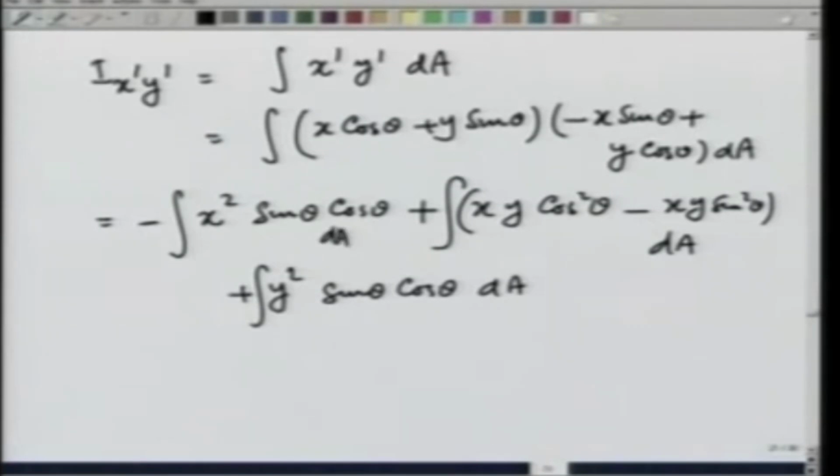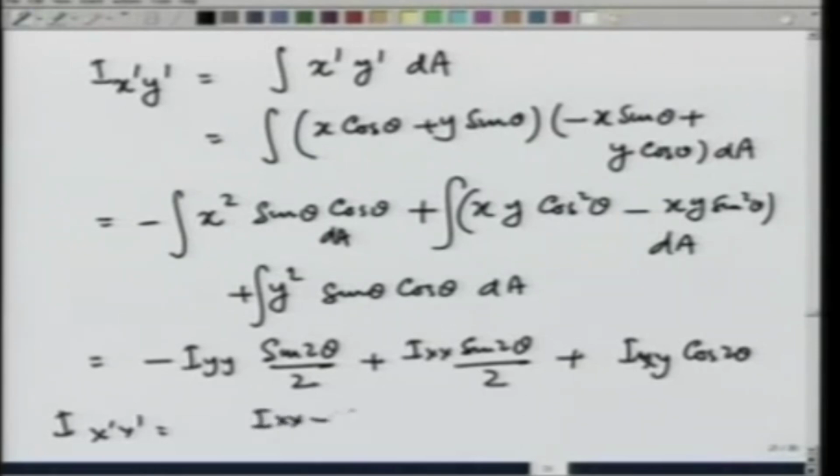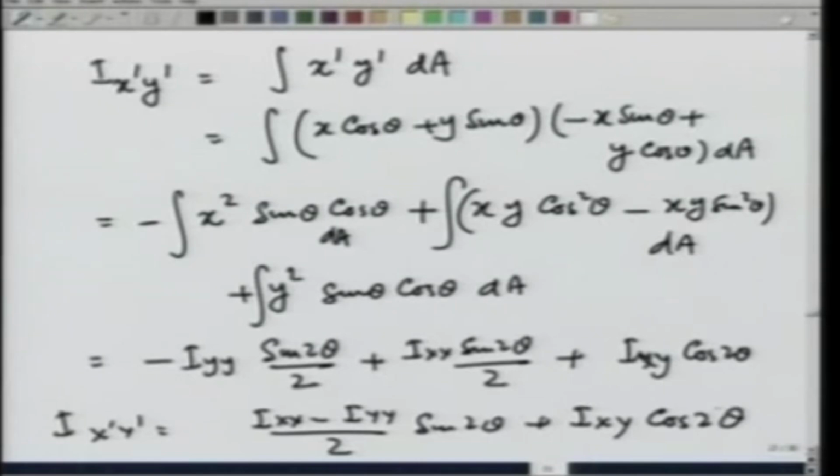This is also dA. X square dA is nothing but minus I y. This can be written as sine 2 theta divided by 2, plus y square dA is I x sine 2 theta divided by 2, and xy dA is nothing but I xy. Cosine square theta minus sine square theta is cosine 2 theta. So I x prime y prime is nothing but I x minus I y divided by 2 sine 2 theta plus I xy cosine of 2 theta.